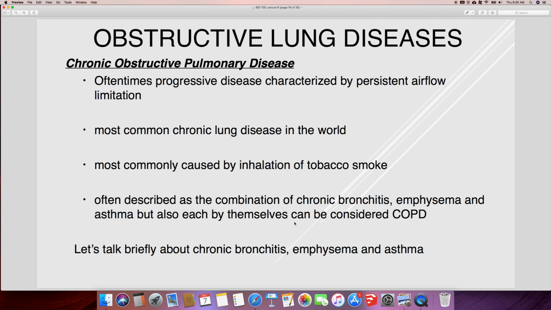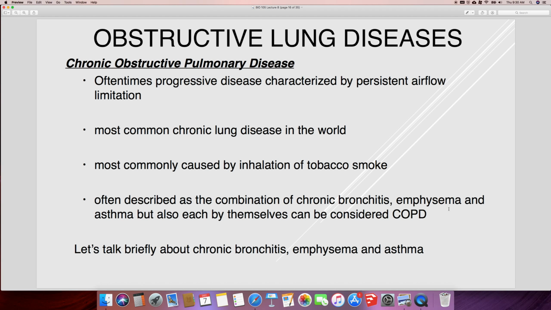Okay, COPD. So this is typically a progressive disease, just characterized by persistent limitation of the flow of air. It's the most common chronic lung disease in the world, and most commonly caused by inhalation of cigarette smoke. A lot of times you'll hear this described as a combination of chronic bronchitis and emphysema, also a combination of chronic bronchitis, emphysema, and asthma. But the book mentions that each of these diseases by themselves can be considered COPD.